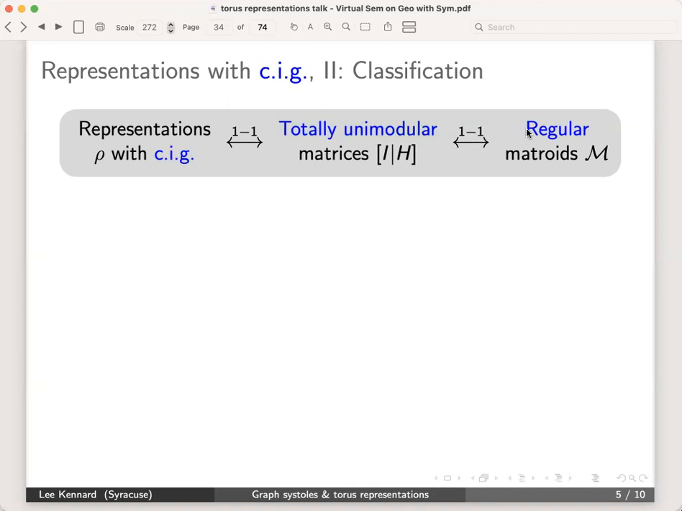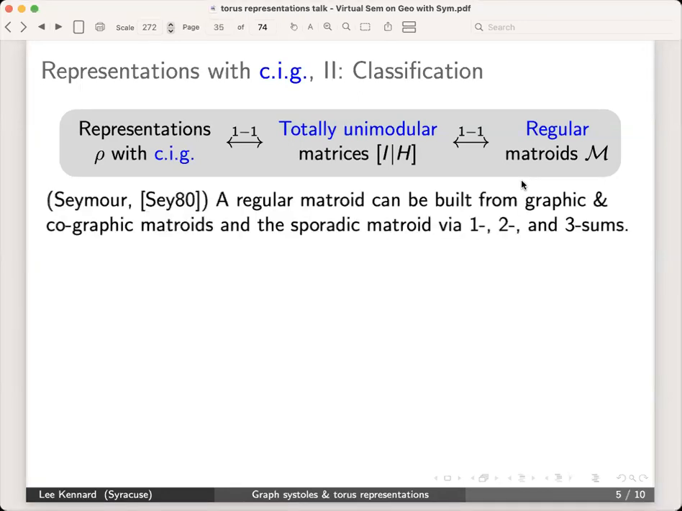Okay, so there's something else to Google. We threw that into the search bar and we learned that, we were very lucky. We learned that these were classified in 1980 by Seymour. This is not Seymour's most famous theorem in graph theory and combinatorics, but this is a big one. It states that a regular matroid can be built from so-called graphic matroids and co-graphic matroids plus one sporadic matroid by way of a few operations that he calls k-sums.